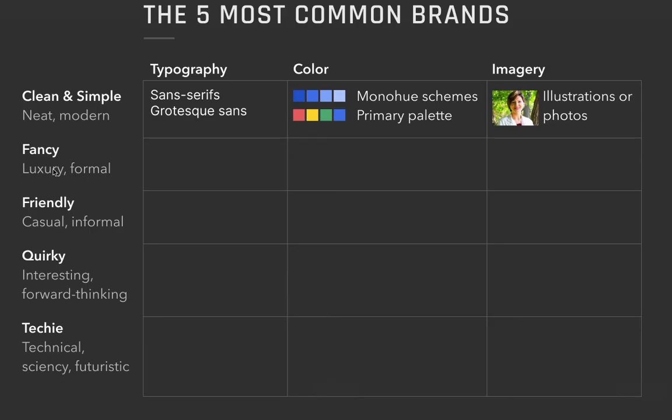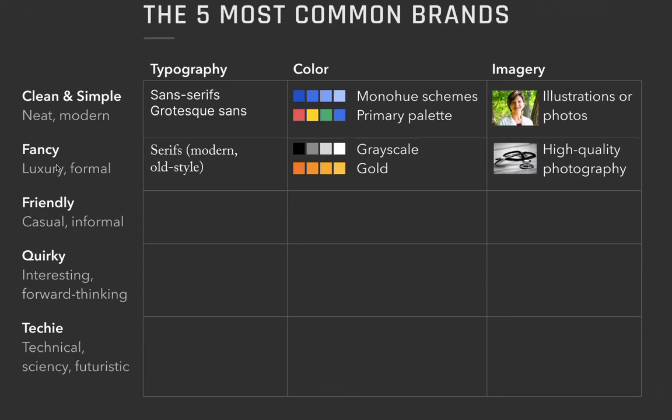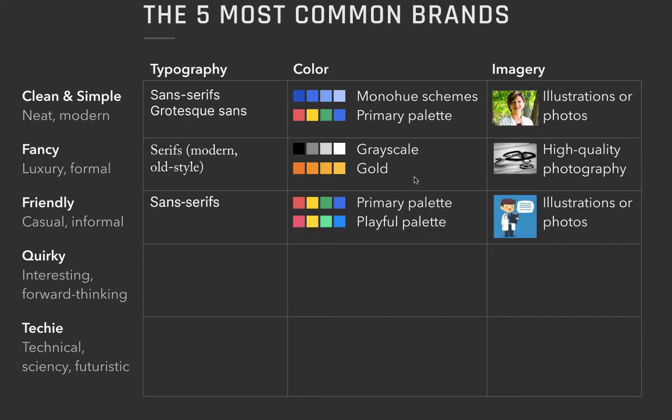Now, the next most common brand, and I don't know if this is maybe second by rank, but it's certainly pretty easy to know when you see it, is fancy, luxury, kind of formal brands. They might use serif fonts, and they're much more likely to have a palette of grayscale. Maybe there's gold accents or something. And if there's any photography, it's going to be extremely high quality, very beautiful stuff.